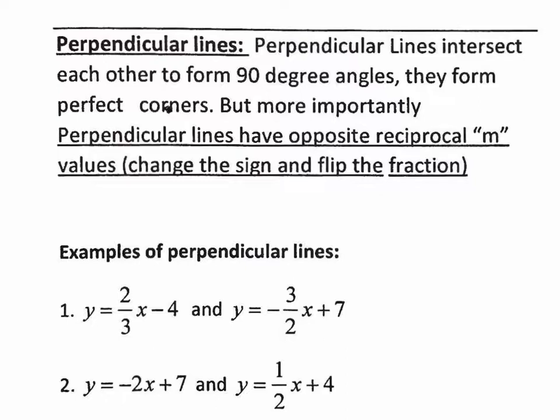So more importantly, when we compare an equation that's in slope-intercept form or point slope form with another equation, if the slopes are opposite reciprocals of each other, then we could conclude that they're perpendicular lines. Again, perpendicular lines have opposite reciprocal m values, opposite reciprocal slopes. Now, what does that mean, opposite reciprocal? That means you're going to change the sign and flip the fraction. Okay, change the sign and flip the fraction.